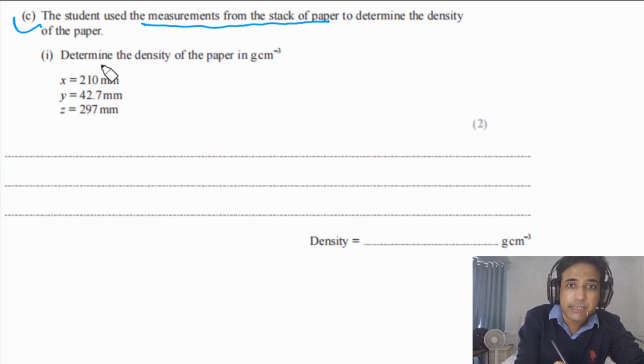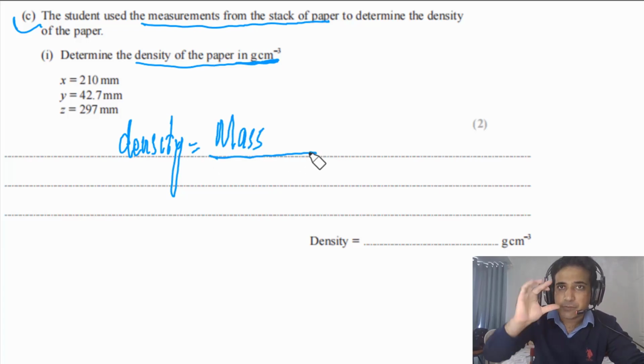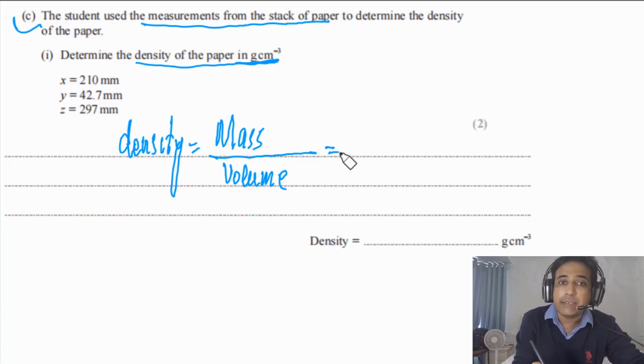For part C1, determine the density of the paper in grams per cubic centimeters. So how can we calculate density? This is the first thing you need to understand. Density is equal to mass over volume, meaning the mass of the stack of paper divided by the volume of the stack of paper. Here we have the volume, and the mass in the last part was given to us. That was equal to 2.070 kg.